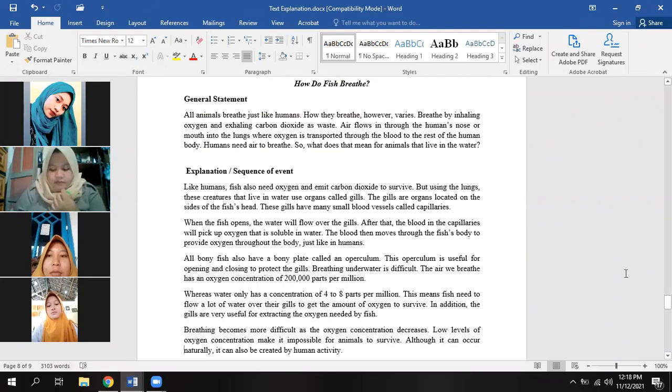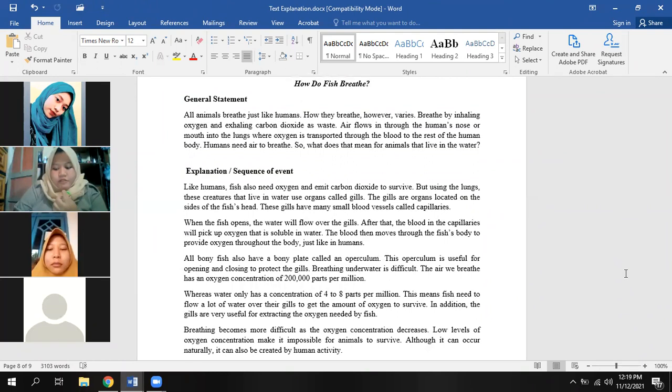Okay, the next text will be explained by me. Okay, the structure of this text is the same as that described by Anisa. First, general statement. In this chapter, we discuss general knowledge of breathing. All animals breathe just like humans. How they breathe, however, varies. They breathe by inhaling oxygen and exhaling carbon dioxide as waste.